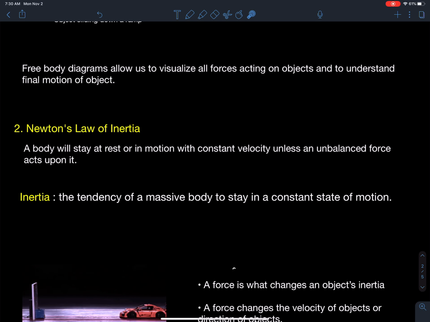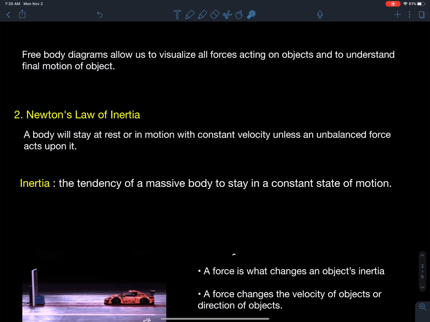And we talked about that in the class before, that inertia is the tendency of a massive body to stay in a constant state of motion. It's the reason why it's really hard to push a heavy car with your hands. You need a lot of force to move it because that car has inertia. In order to change its state of motion, I have to change its inertia.